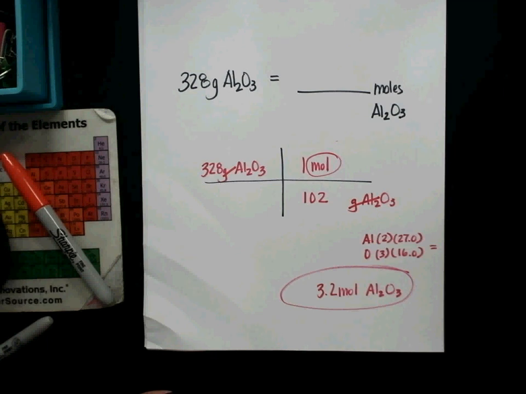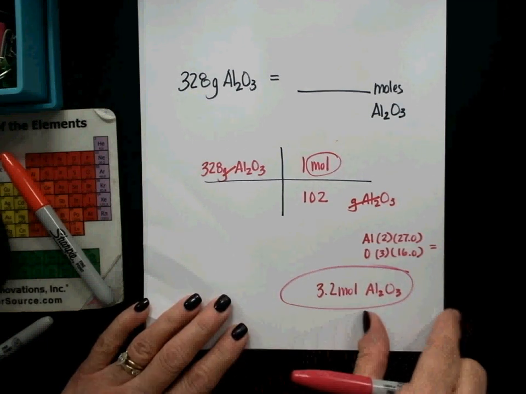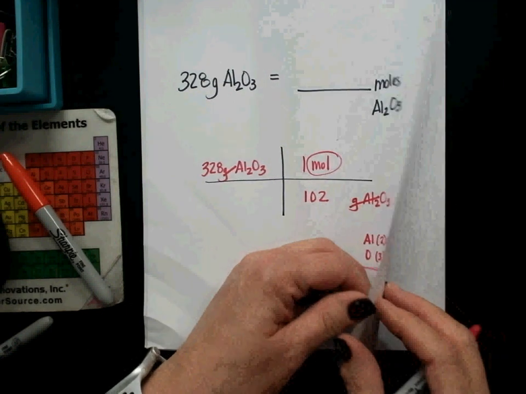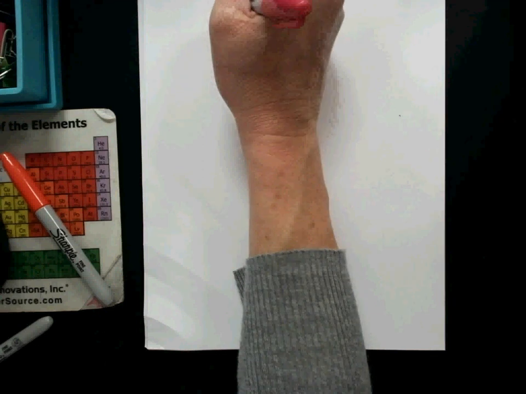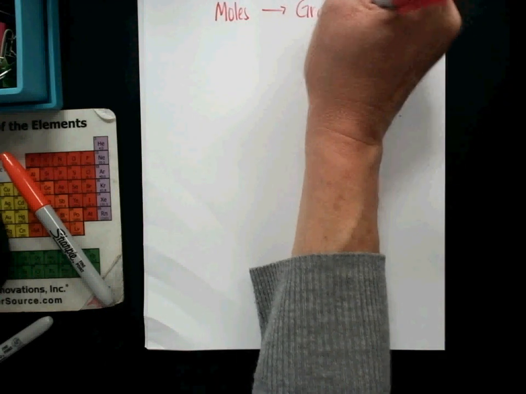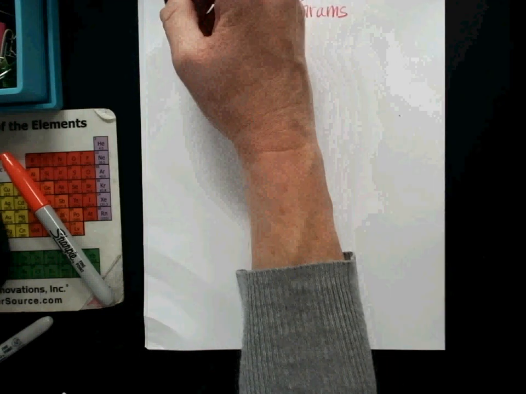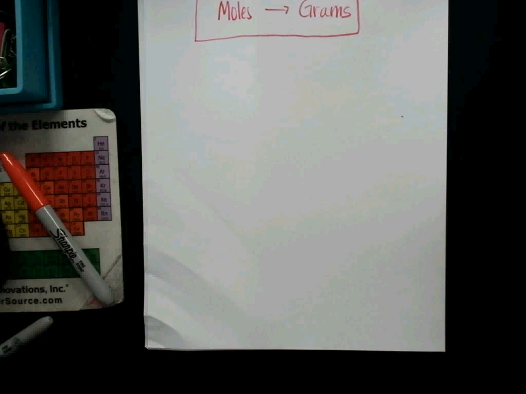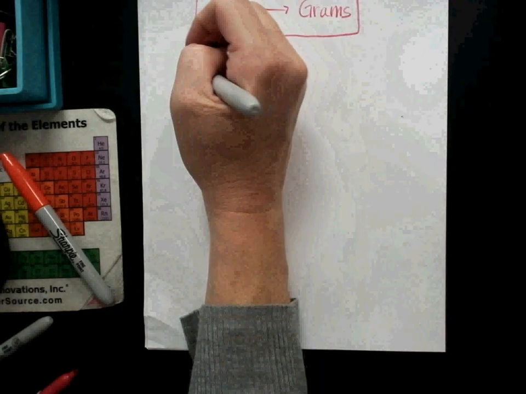Xander? How do you what? We're going to do that next. That's going to be our next step. Let's flip flop it. Let's do moles to grams. And we'll just walk through one. Moles to grams, so 2-step or 3-step? 2-step, good.